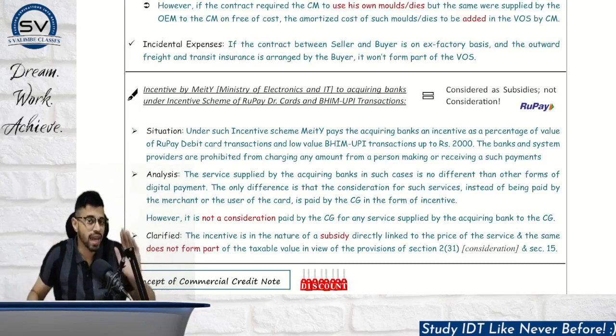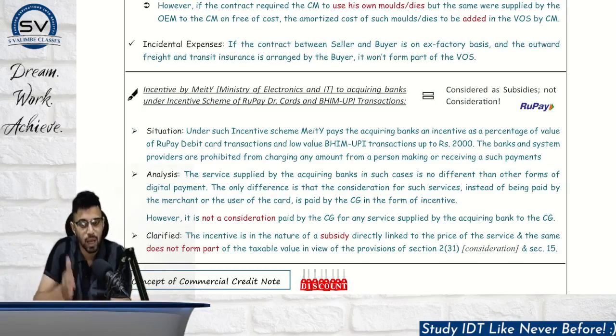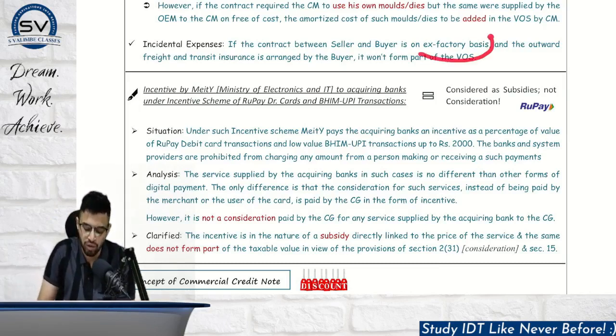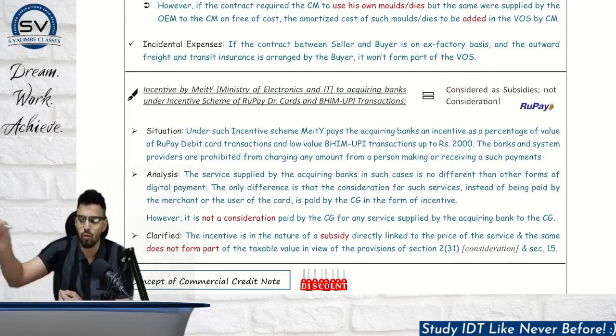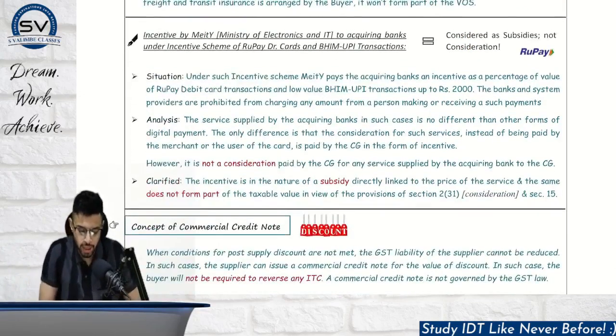So whenever you get any kind of a case study of inclusion of the value in supply, value of the supply, we always have to focus on what the contract says. If the contract puts a liability, a responsibility on the supplier, and that has been met by the recipient, you have to include in the value of supply. But if it is not the responsibility of the supplier, like in this case, beyond factory, it was not the supplier's responsibility, then I am not going to incur anything. Whatever he incurs will not form part of the supply, right? Another clarification.